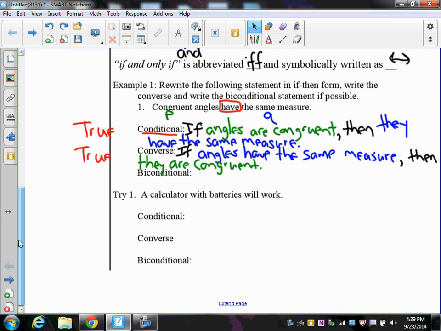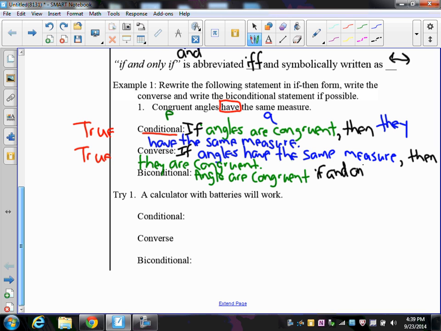So our biconditional will be: angles are congruent. So notice I'm not writing an if to start off, because in the middle, I don't write a then, I write if and only if. So if and only if they have the same measure.